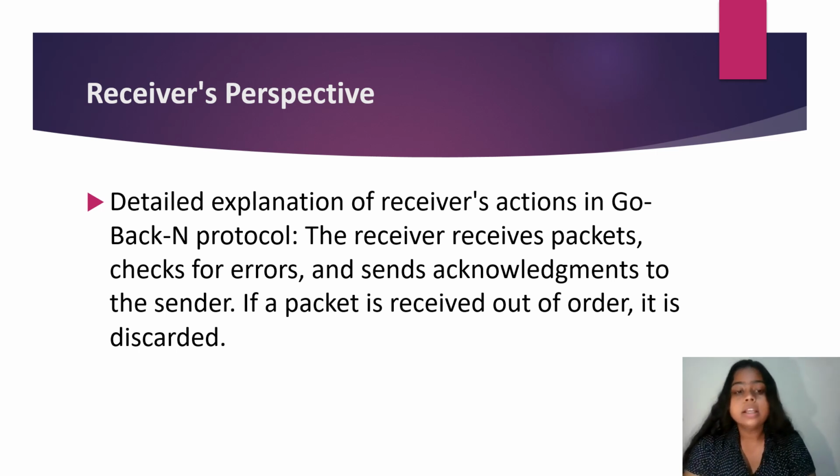Receiver's perspective: detailed explanation of the receiver's actions in Go Back N protocol. The receiver checks packets for errors and sends acknowledgement to the sender. If a packet is received out of order, it is discarded.